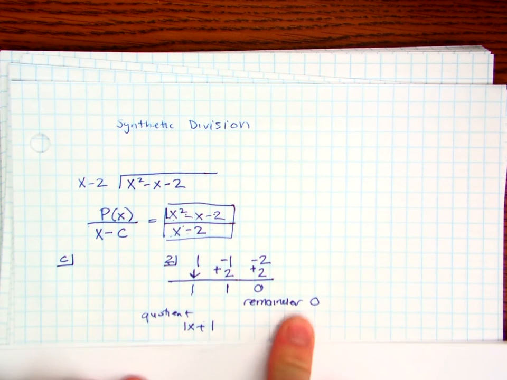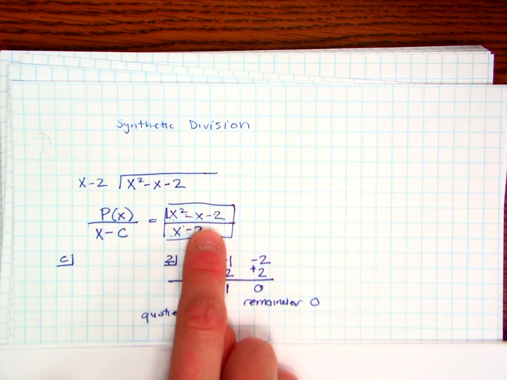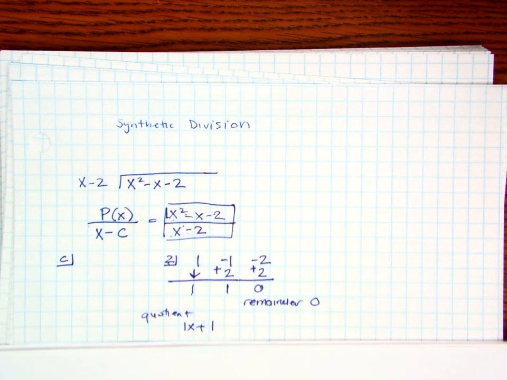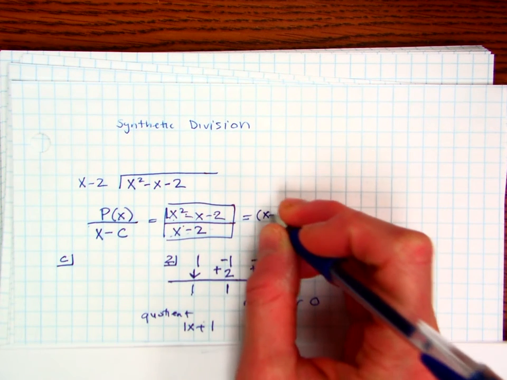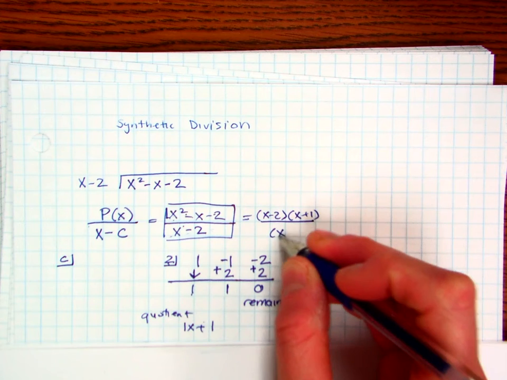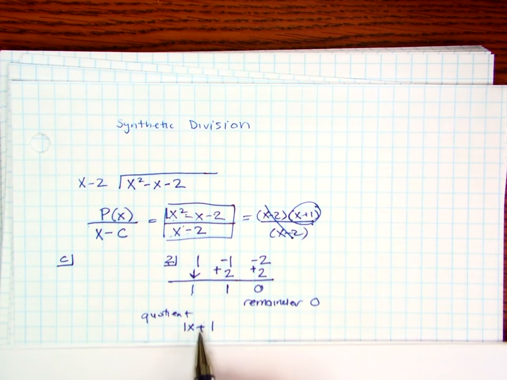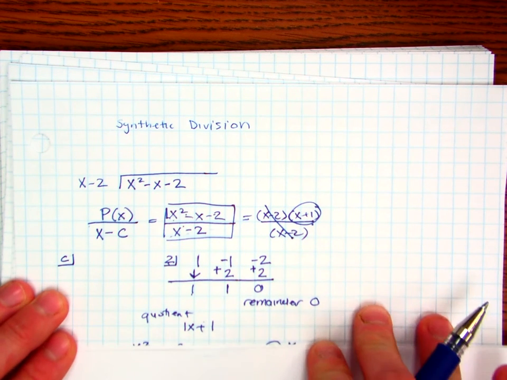And this remainder of 0 is very important. What that means is that x squared minus x minus 2 can be factored into, which you should know, x minus 2 times x plus 1. And if I cancel out the x minus 2's, I'm left with x plus 1, which is what I happen to get for my quotient. Now, we're not always that lucky. Polynomials are not always divisible.